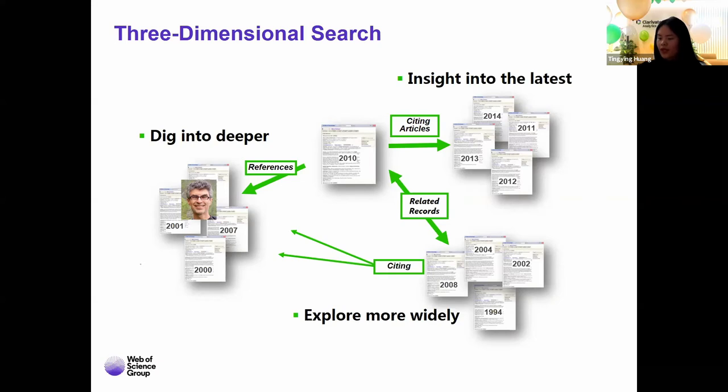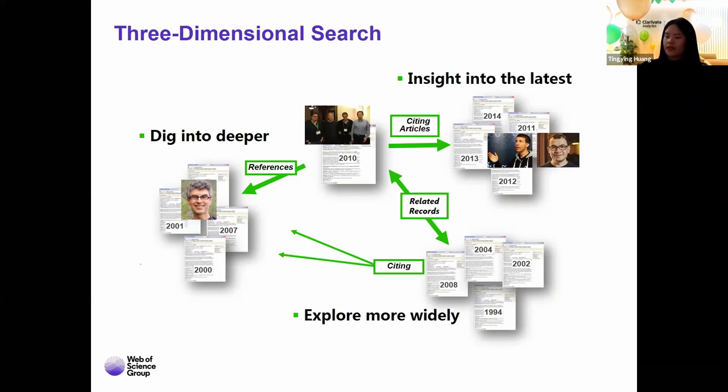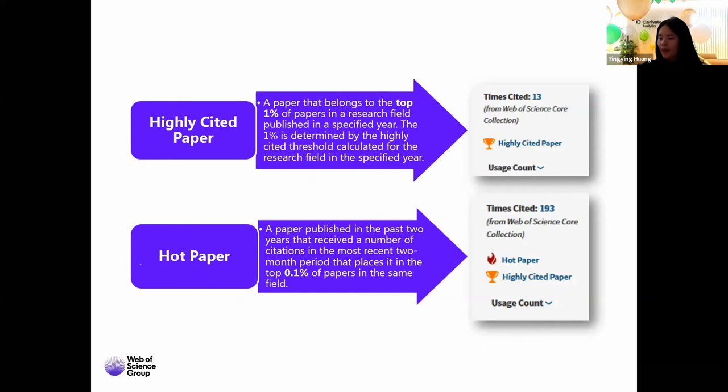And also explore more widely with related records here. That is the way the citation index means a lot when doing literature review and helps us to identify the important papers for reading during our research process.